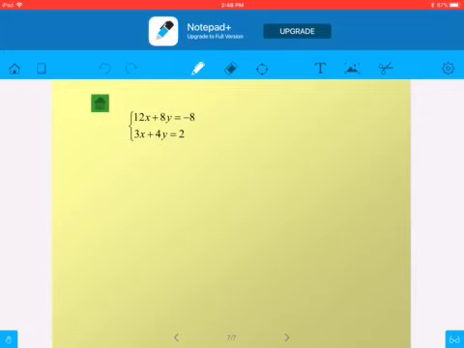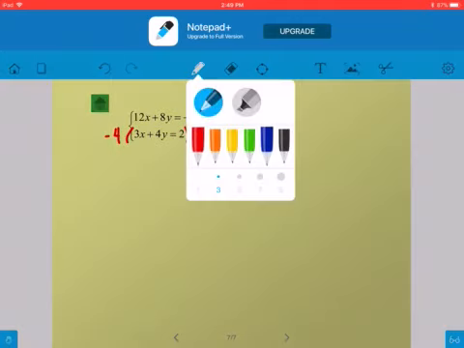All right, I have 12x plus 8y equals -8, and 3x plus 4y equals 2. So I need to eliminate one of my variables. It doesn't matter which one. So I've got 12x and 3x, 8y and 4y, so it doesn't matter. I'm just going to go ahead and eliminate x. And the way that I could eliminate x is if I multiply my bottom equation by -4, the top equation will have 12x, and the bottom equation will be -12x. And that will help us eliminate it.